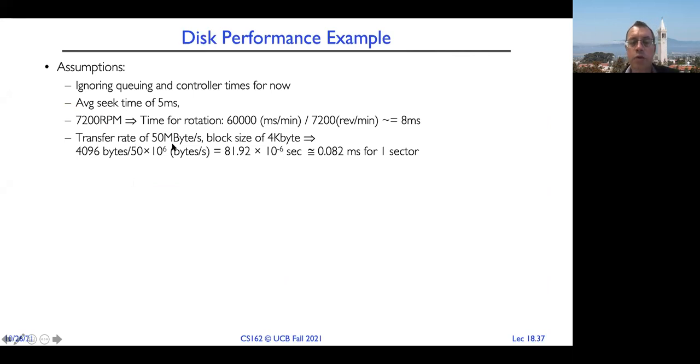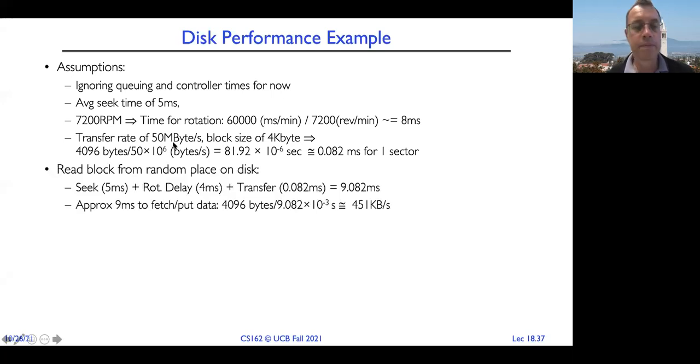And the transfer rate, assume, is 50 megabytes per second. If the block size is 4 kilobytes, then it takes 0.08 milliseconds to transfer one sector, right? You divide 4 kilobytes, the size of a sector, by the transfer rate to get that time.